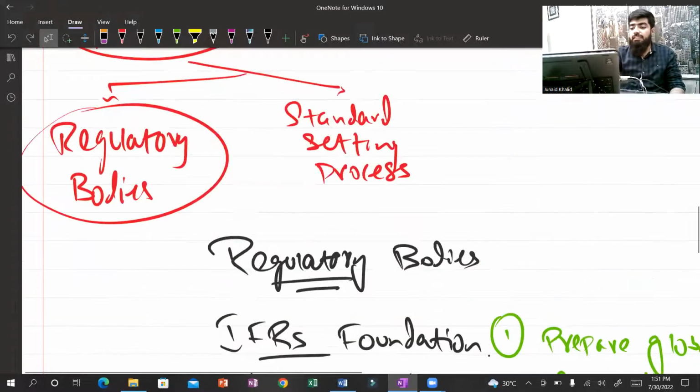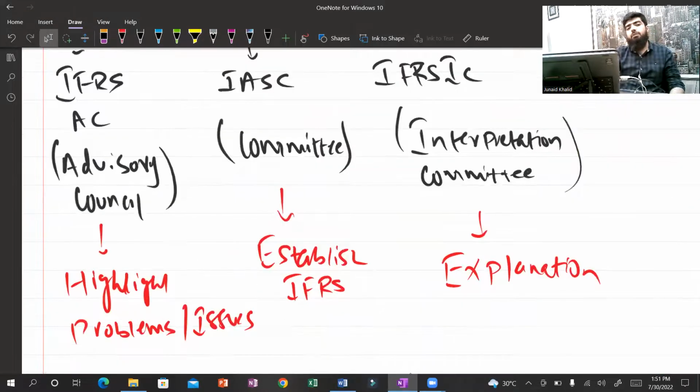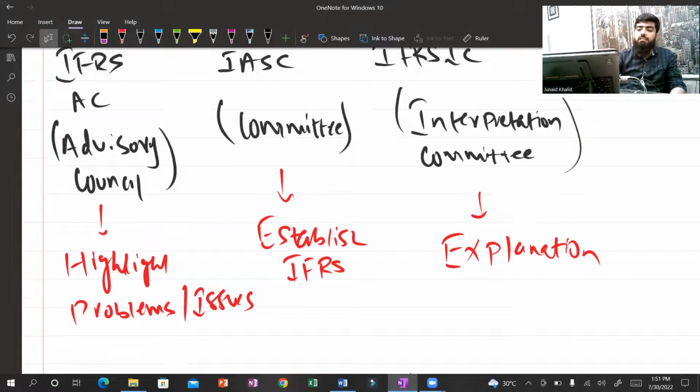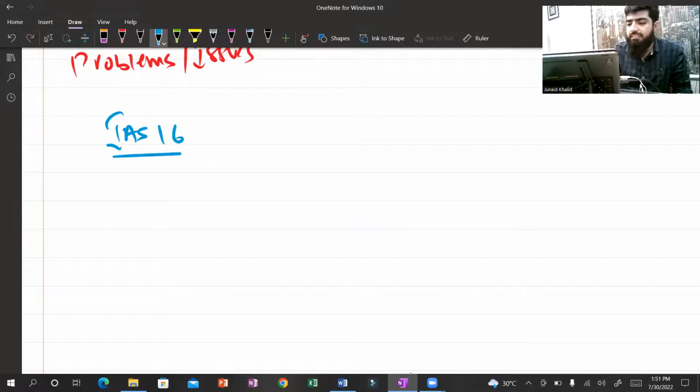Now let's move on to the second part, that is the standard setting process. What is that standard setting process? How is a particular standard incorporated, how are the standards recognized, what are the procedures for the development of these accounting standards? So let's discuss this one. Now, if I wanted to establish any accounting standard, for example IAS 16 or any other accounting standard, the first and foremost step is the preparation of the exposure draft.